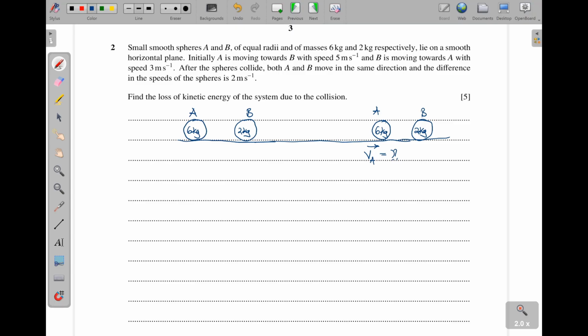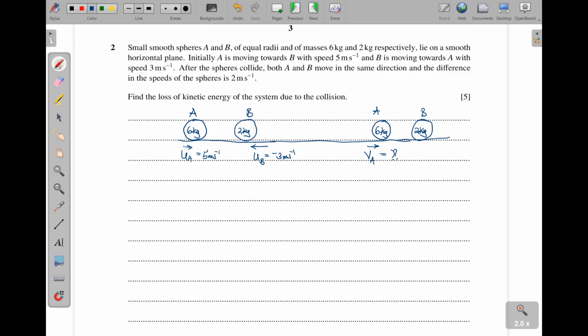Now, the first one here, the U for A is 5 meters per second, and then the velocity here for B is going to be 3 meters per second. So if I take the speed, it will be negative because it is moving in the opposite direction. Remember, we are using the principle of conservation of momentum, which is the product of mass and velocity, not product of mass and speed.